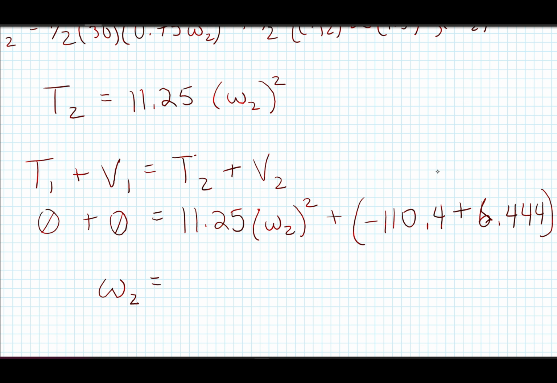Then you just take care of the algebra. Solving for omega sub 2, you get 3.04 radians per second.